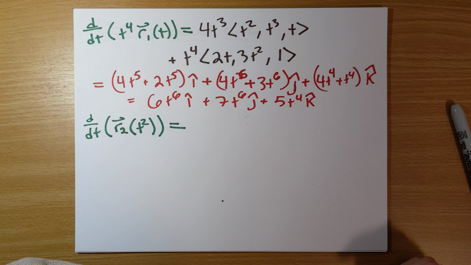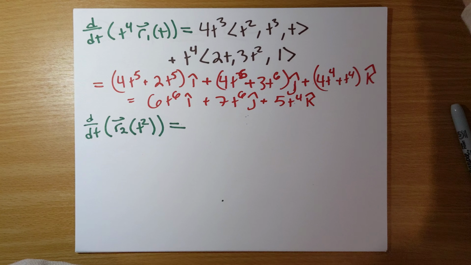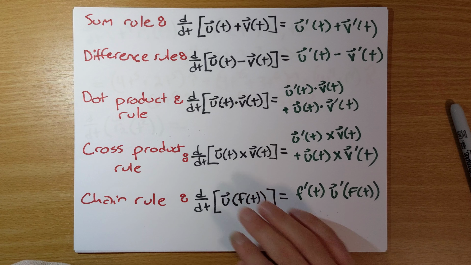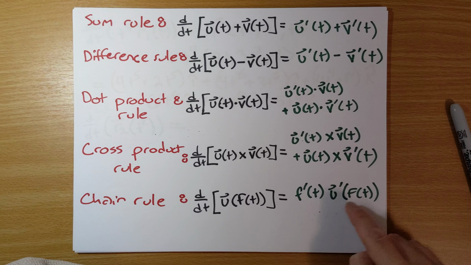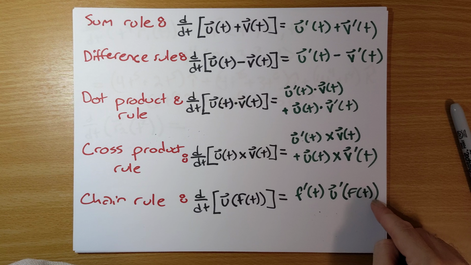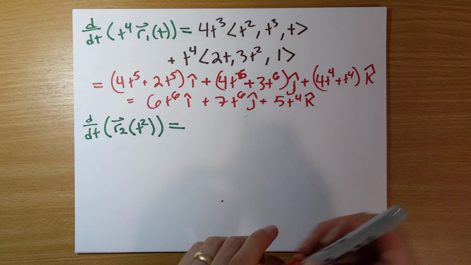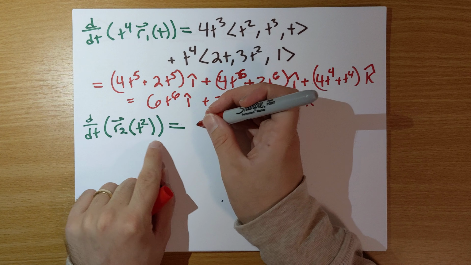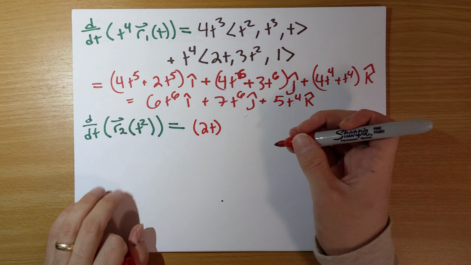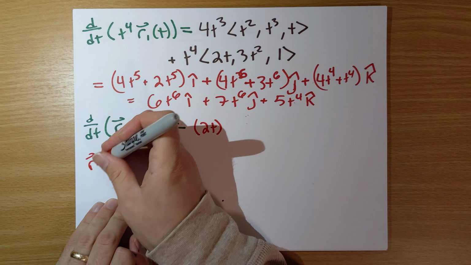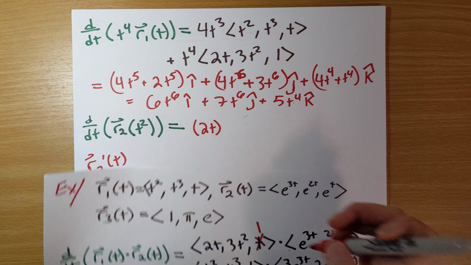The last example here, the derivative of R2 of t squared. So this is going to be a chain rule problem. The derivative of u of f of t is f prime of t times u prime of f of t. So here f of t is t squared. So we need to multiply by the derivative of t squared, which is 2t. And then in this case, R2 prime of t is given right here.